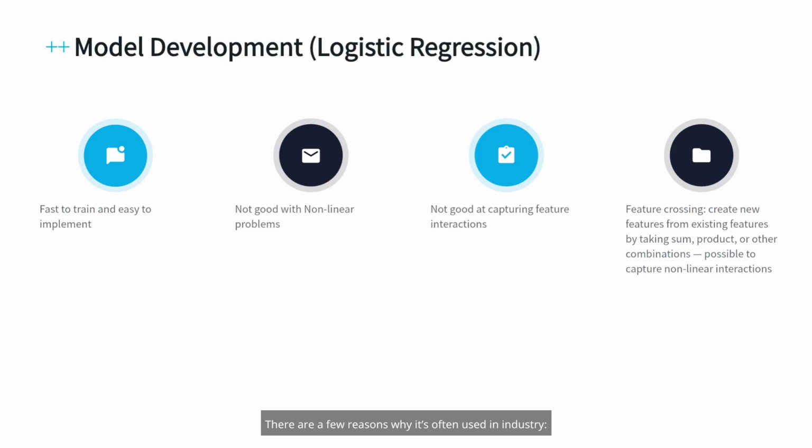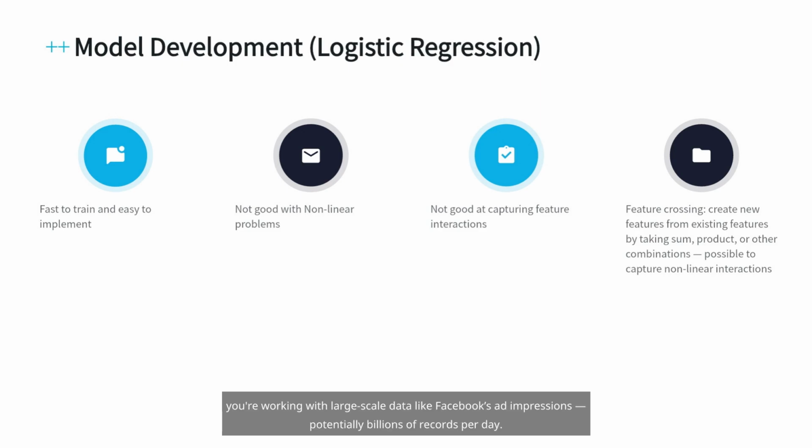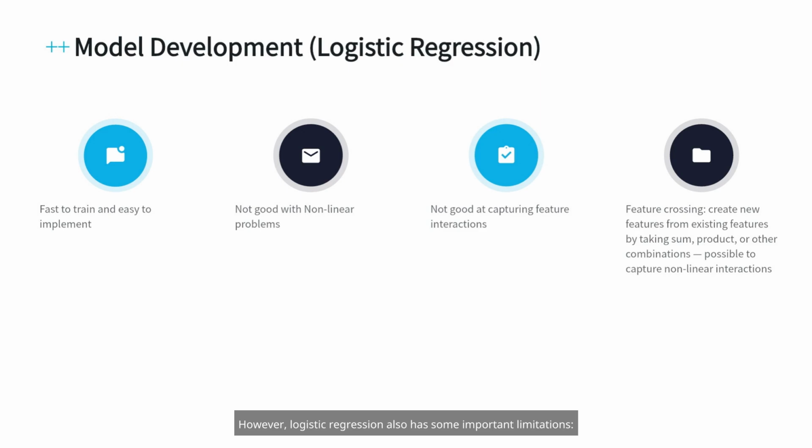There are a few reasons why it's often used in industry. It's fast to train and easy to implement, which is important when you're working with large-scale data like Facebook's ad impressions. Potentially, billions of records per day. It's interpretable. You can easily examine feature weights and understand which features are most influential in driving ad clicks. However, logistic regression also has some important limitations.